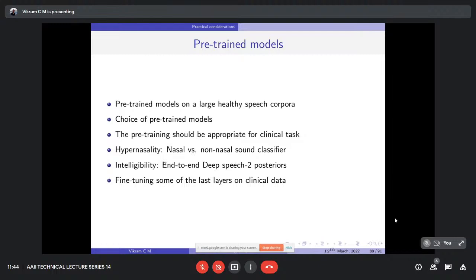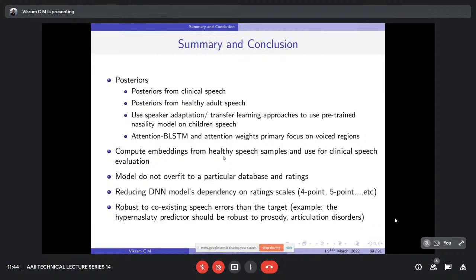There is a common tool, goodness of pronunciation, which uses ASR posterior probabilities, where the ASR is trained on a healthy speech corpus. So that is one more model transfer approach. And one more thing is that we can directly fine-tune our pre-trained model. We can freeze the first few layers and adapt the last layers for the clinical databases.